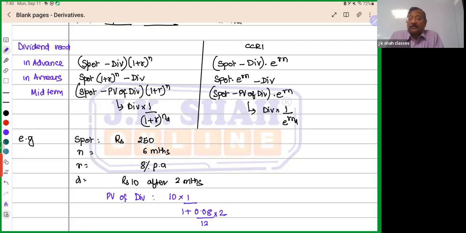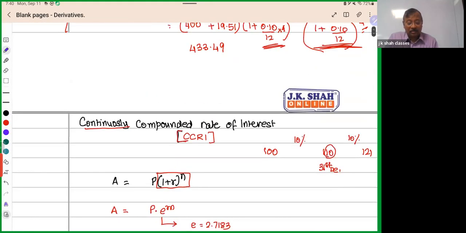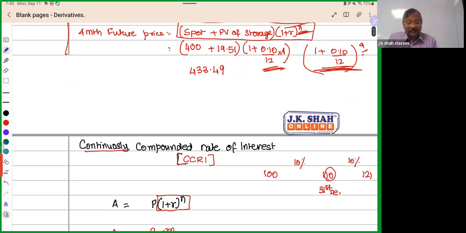CCRI, I had clearly mentioned in the last lecture. See, this is what I had written in the last lecture: continuously compounded rate of interest. Yes, please go through it now.